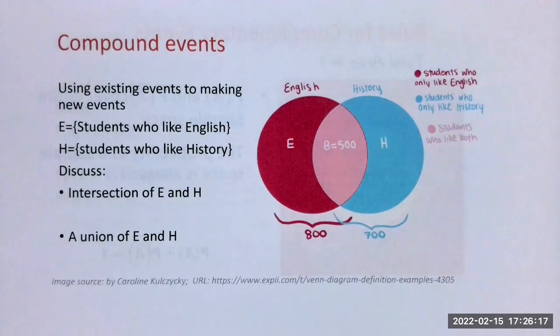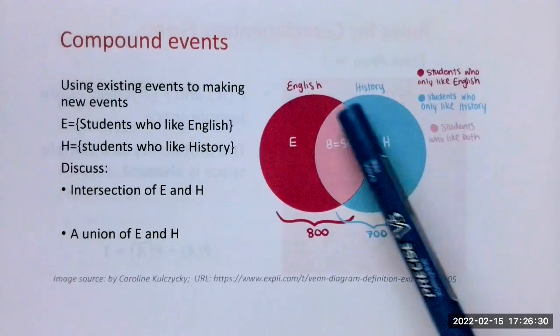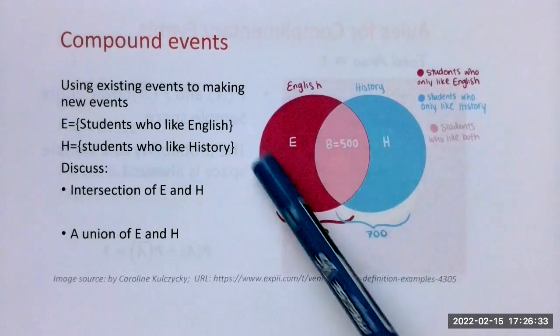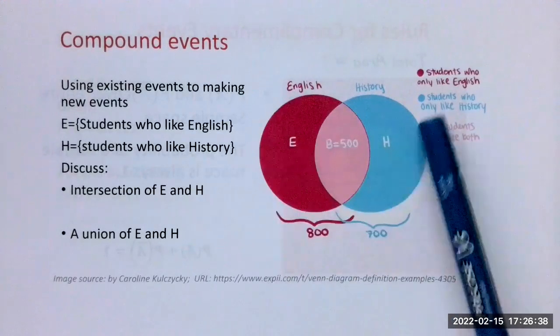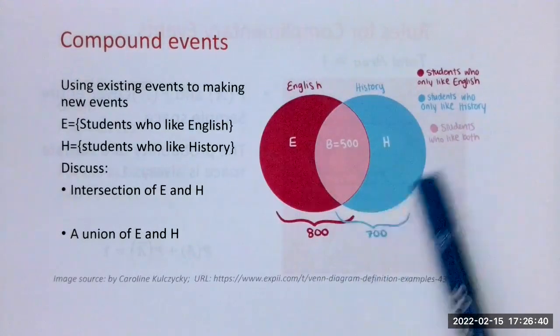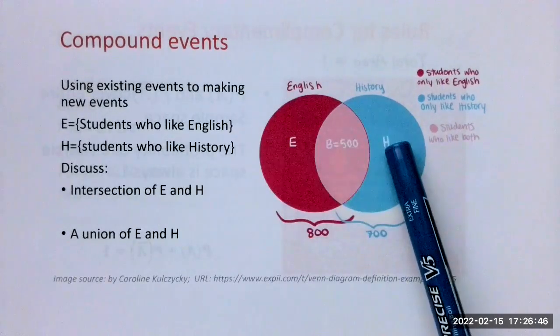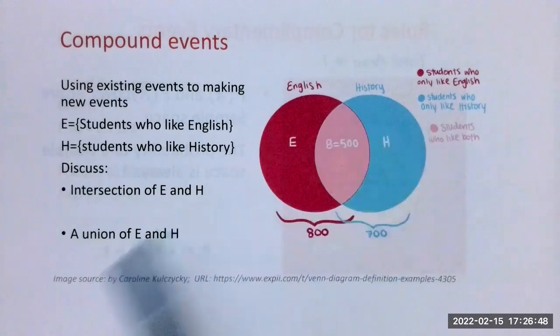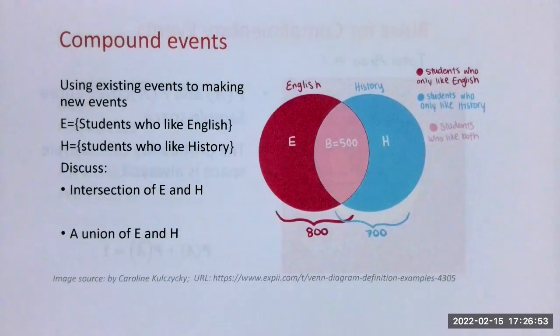A union of E and H are students who like either English or history, or maybe English and history together. So that's represented by the joint area of event E and event H. So everything that you see shaded in front of you, either red, pink, or blue, that represents the union of E and H.